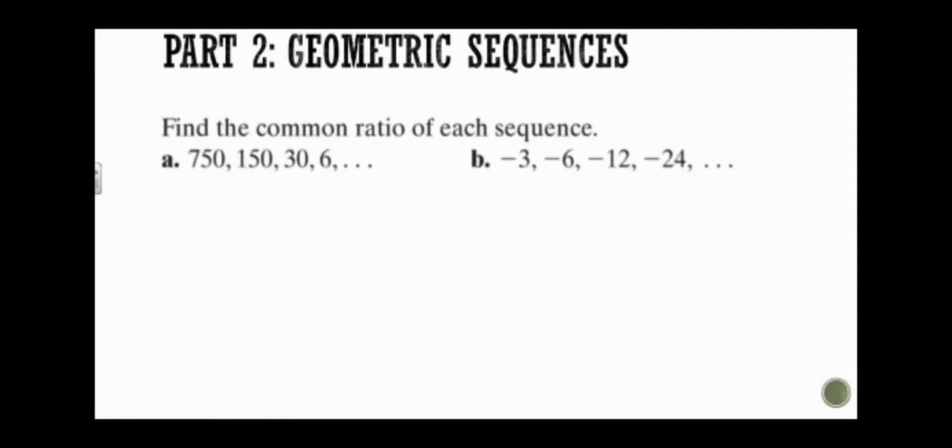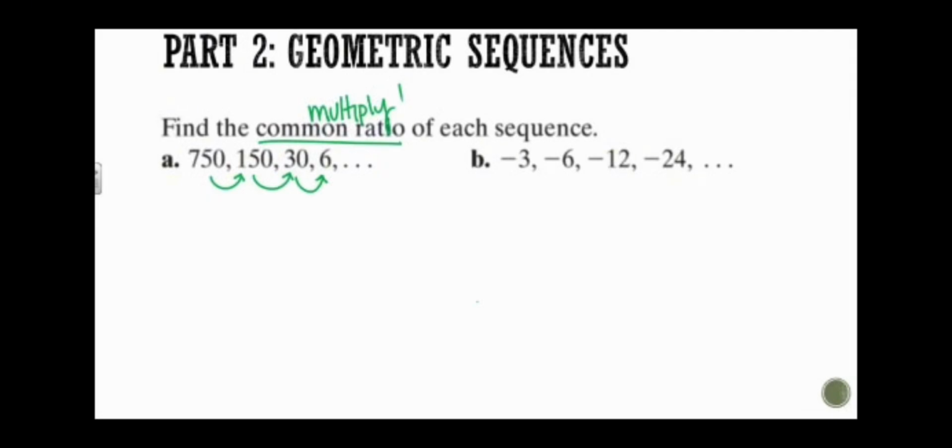So geometric sequences are pretty much the same, except they have a common ratio. And remember, that means multiplication. So ask yourself, what do you have to multiply 750 by to get 150? 150 to get 30, 30 to get 6. Now hopefully you notice the numbers get smaller. So that means we're going to multiply it by a number less than 1.